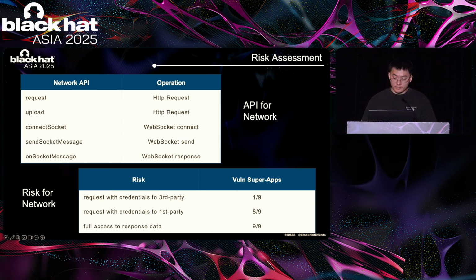During our study, we identified one super app that sent user credentials to a third-party website. Besides, we found 8 apps that request with credentials to first-party websites. In this case, a mini app deployed by a third party can send requests to the host website with user cookies. These features violate the design principle of the same origin policy. Additionally, due to the features of the request APIs, the mini app can fully access response data through JavaScript callbacks. This leads to not only CSRF risk, but also information leakage.